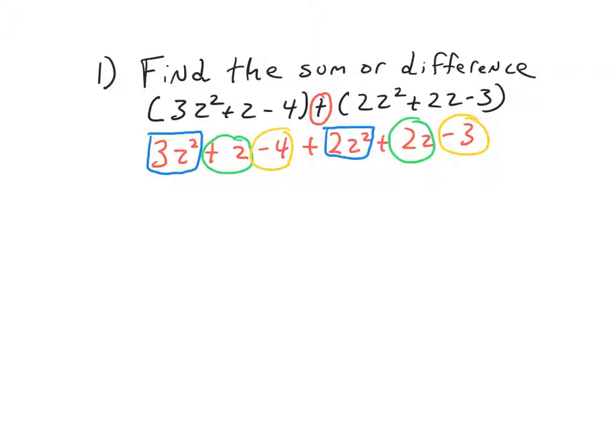So now all we have to do is combine them. So 3z squared and 2z squared, when you combine those, you get 5z squared. Then we have 1z and 2z, combine those, we get 3z. And then negative 4 and negative 3, combine those, you get negative 7.